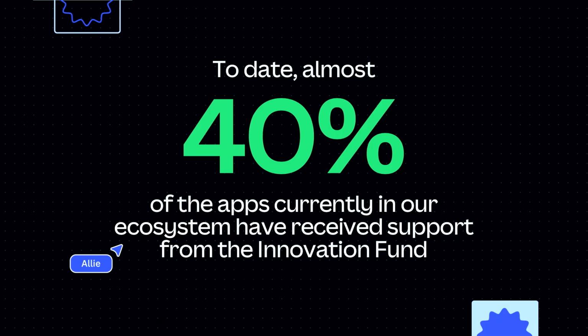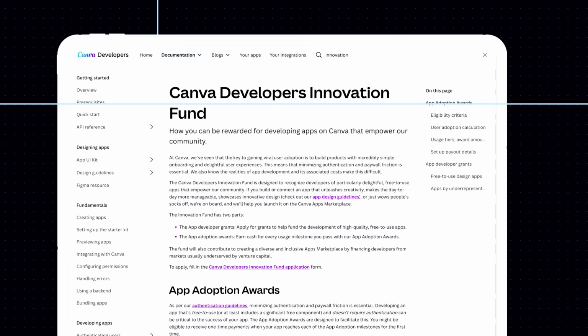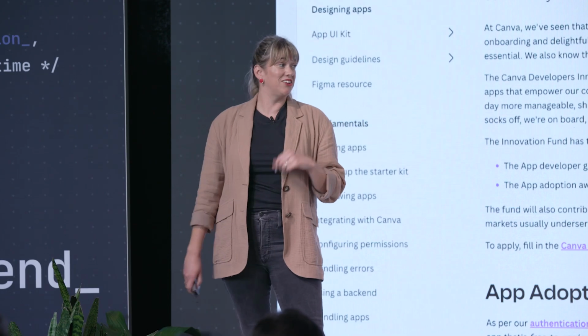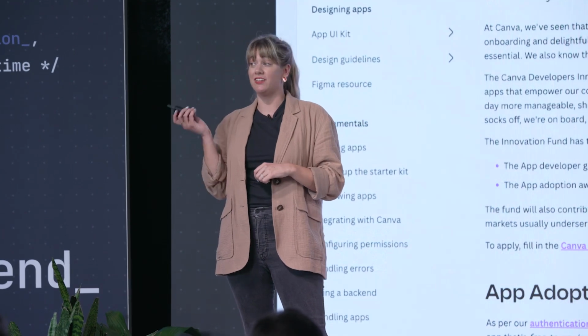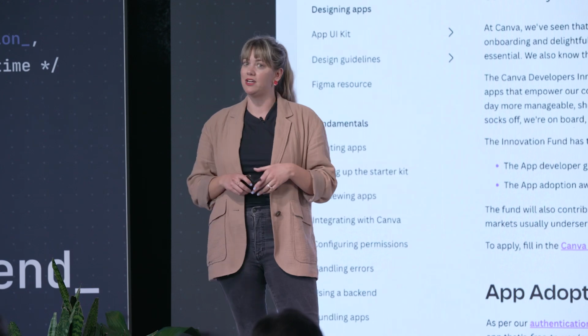To date, almost 40% of the apps in our ecosystem have qualified for either of the tiers of our innovation fund. For more details about eligibility, usage tiers, and really how to get started with this, and just some more details about how cool it is, check out canva.dev or head to the engineering lab downstairs, and you can have an in real life conversation.